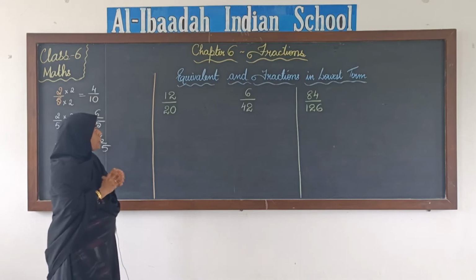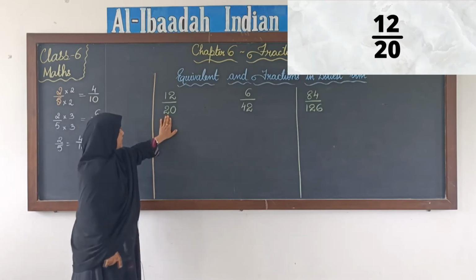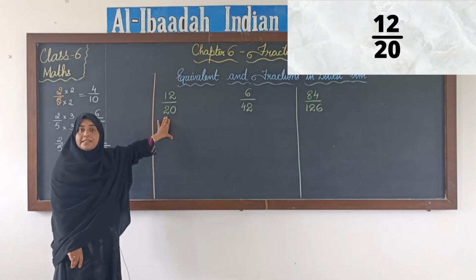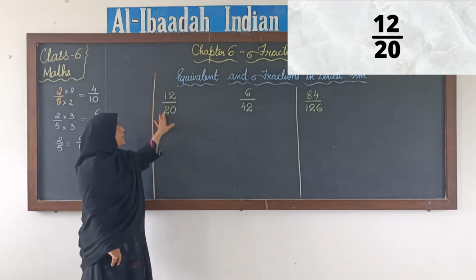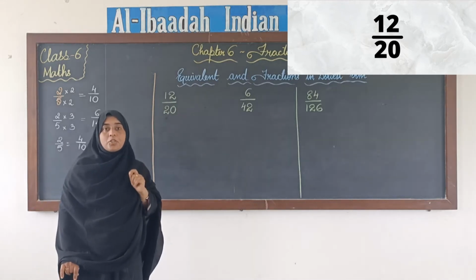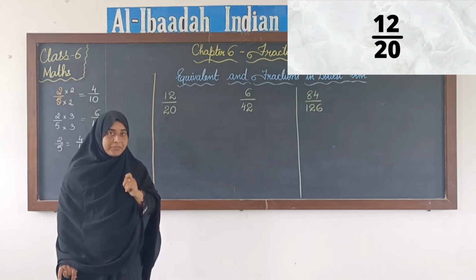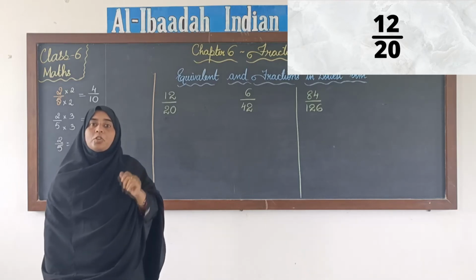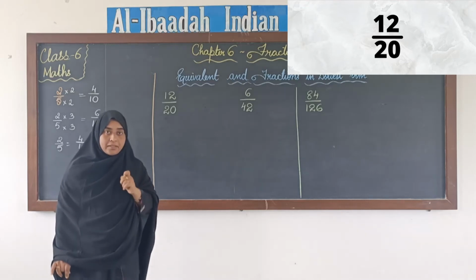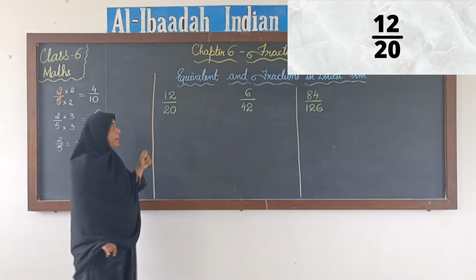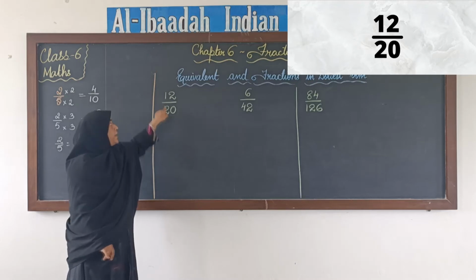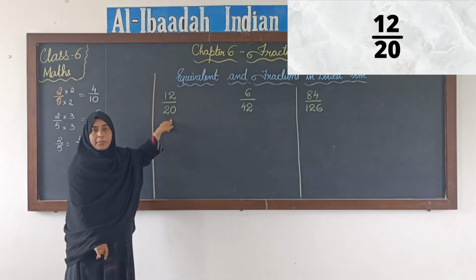Okay, now how do we do that? I have an example over here, 12 upon 20. Now we will find the HCF of numerator and denominator. What is HCF? HCF, highest common factor. You have done this in class 5, right? HCF is highest common factor. Now we have to find a factor, okay, highest common factor for these two numbers. A factor, a number that will divide the numerator and the denominator.